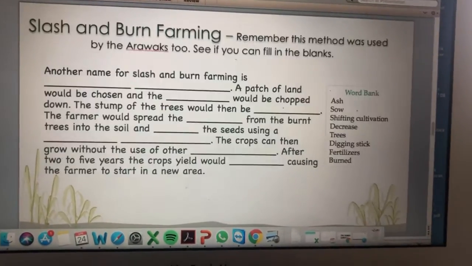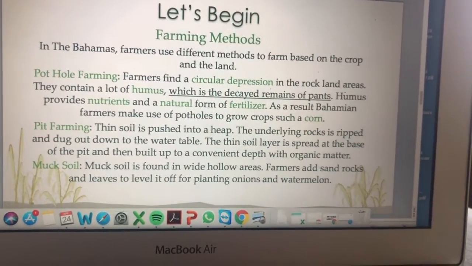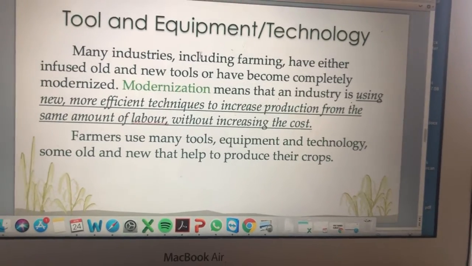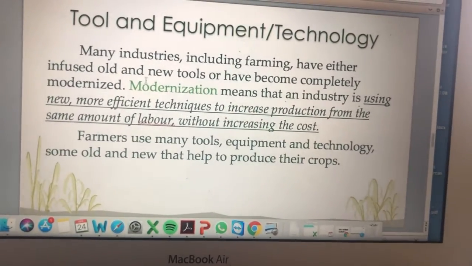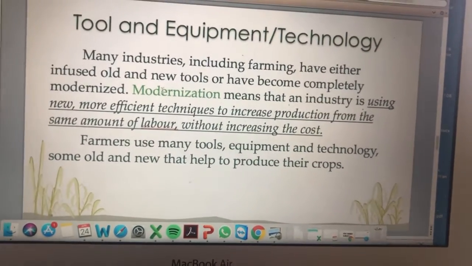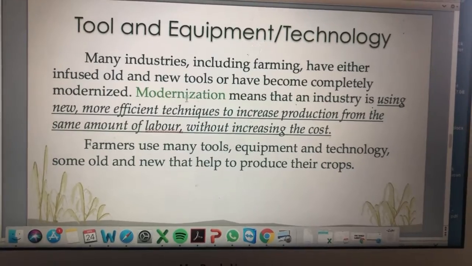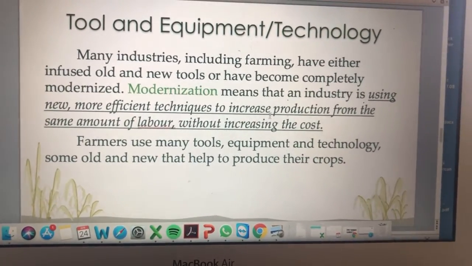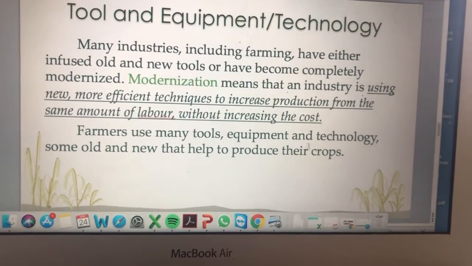So, when I talked about those fertilizers, we've got the humus there, it's a natural fertilizer. Many industries now have either used these old and new tools, or they've become totally modernized. Modernization is using new and more efficient techniques to increase production, or increase yields is another word, okay? Farmers use many tools, equipment, and technology.